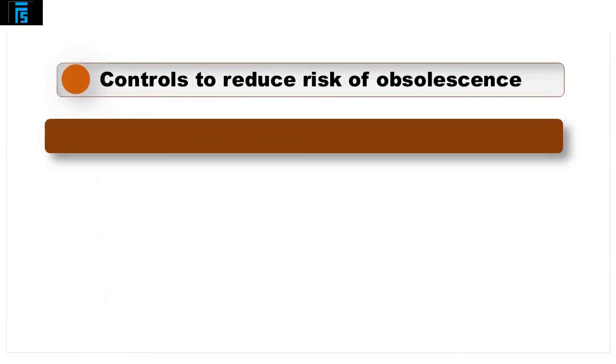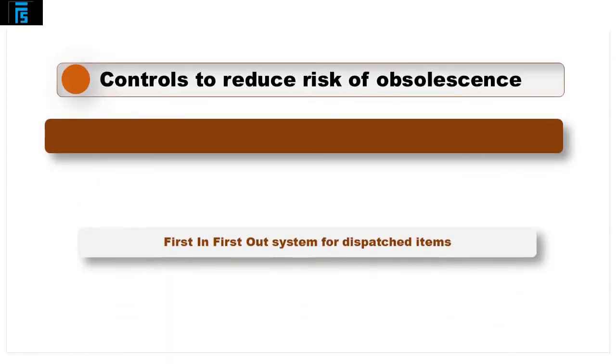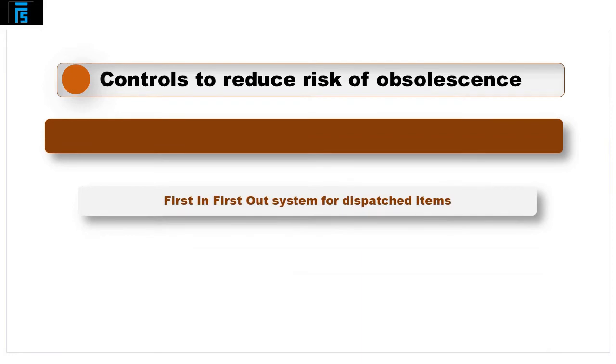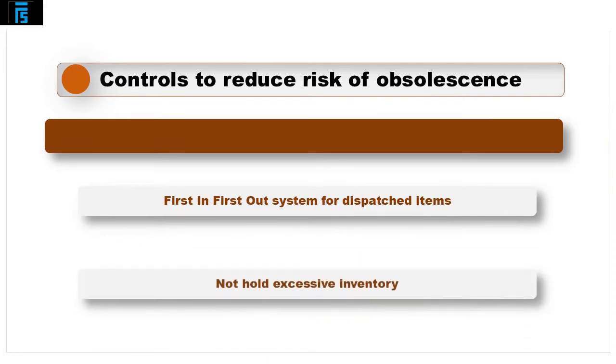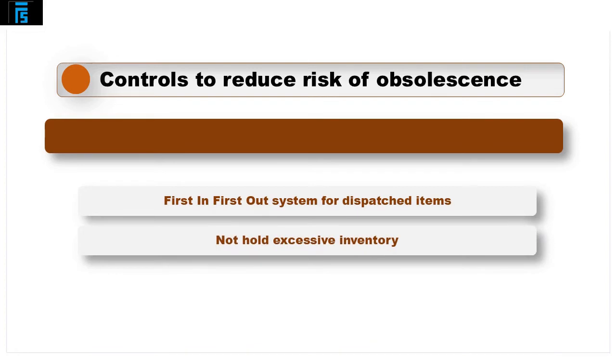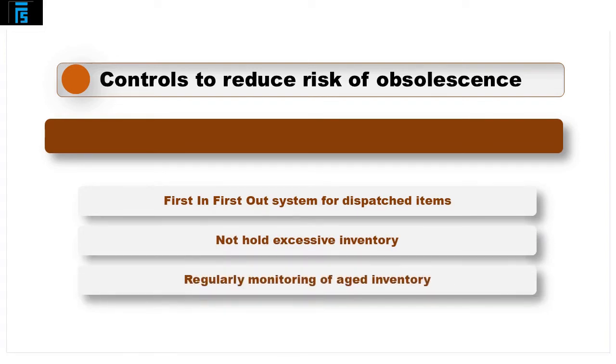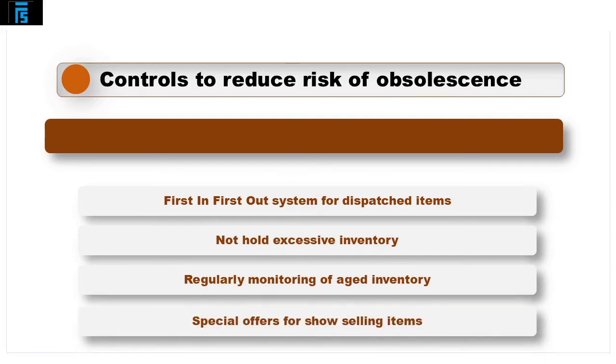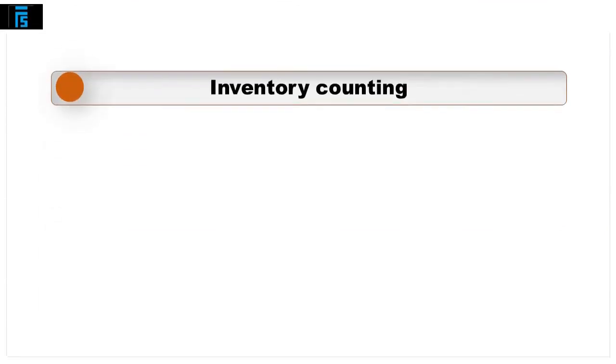And examples of controls to reduce the risk of obsolescence are a first in first out system for items being dispatched, not to hold excessive amounts of inventory, regular monitoring of the aged inventory list for old slow moving items, and special offers potentially to shift items that are not selling faster.